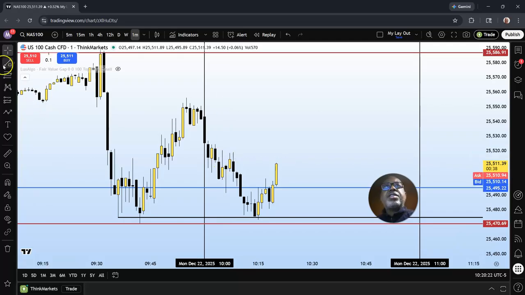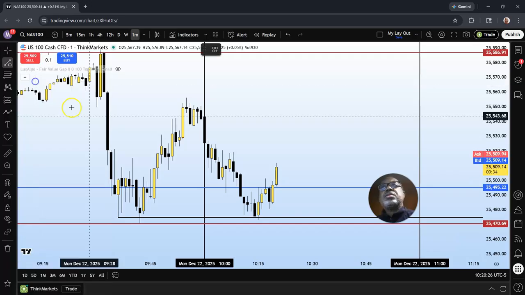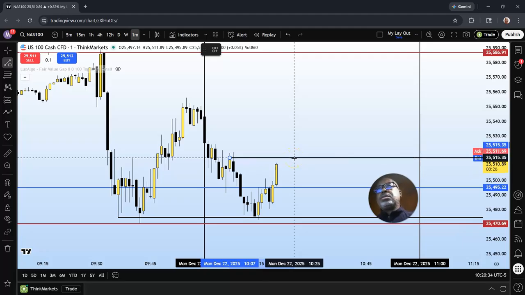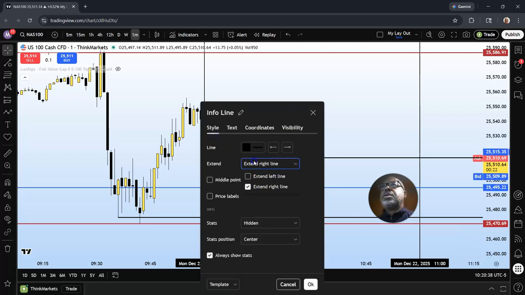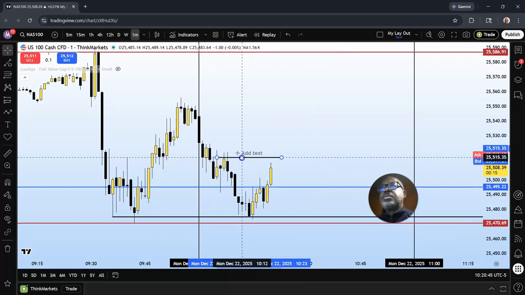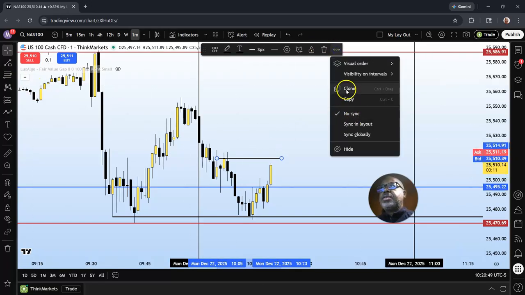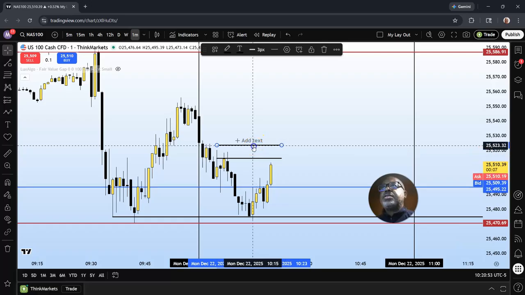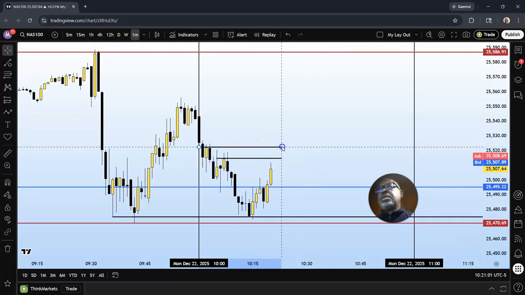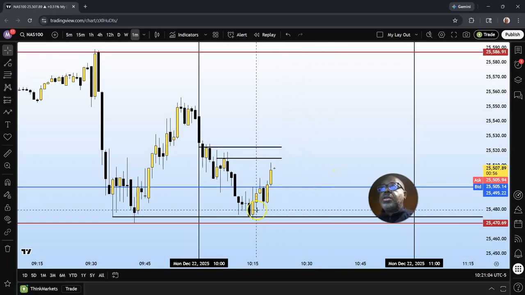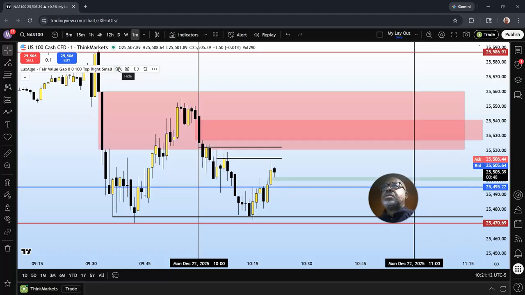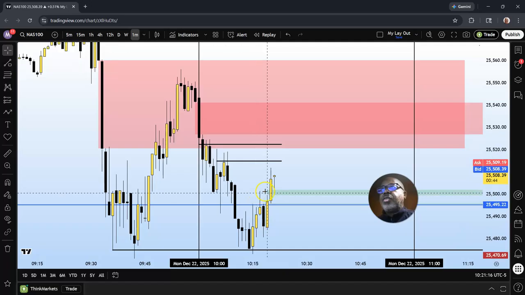Now if it breaks these highs over here, if it breaks this high right here, and or this high right here, I'll be looking for a fair value gap down here. Now let's see if we can find a fair value gap. Okay, so here's a fair value gap. It already plotted a fair value gap for me right here.